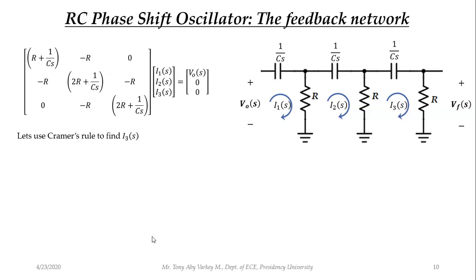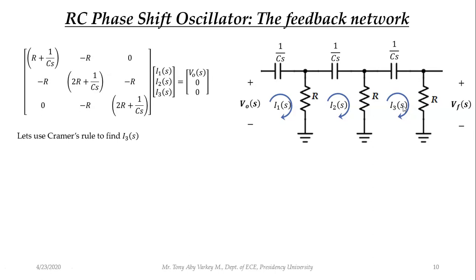Okay, so why am I finding only I3? What is my ultimate requirement here? I need to see what is the phase shift between the feedback voltage and the output voltage. Correct. So for that, I need an expression for the feedback voltage, Vf of s. What is Vf of s? Vf of s is the voltage across this resistor. What is the voltage across this resistor? It is R into I3 of s. So I need an expression for I3 of s only. I need not find an expression for I1 and I2. Correct. I need only the expression for I3. So that is why I am going to find only I3.